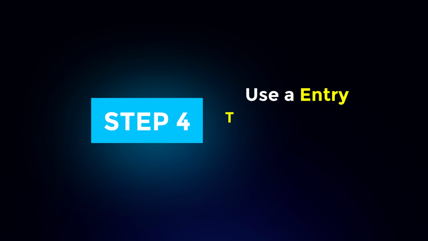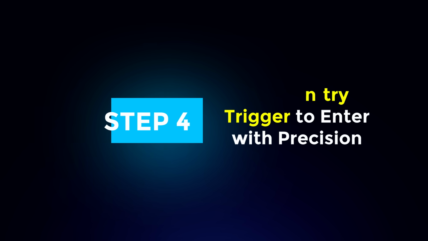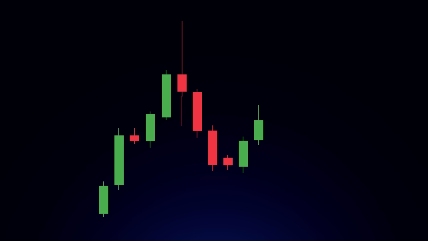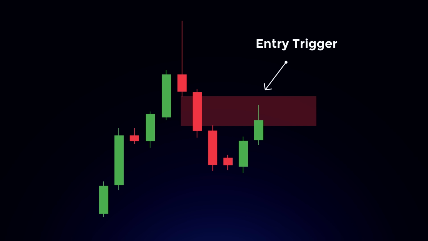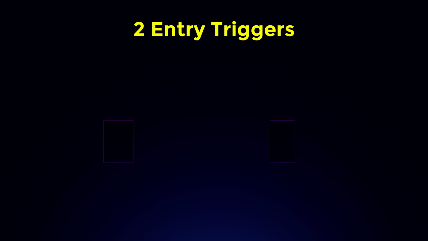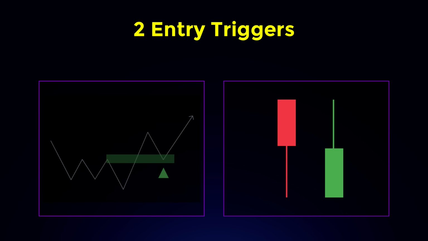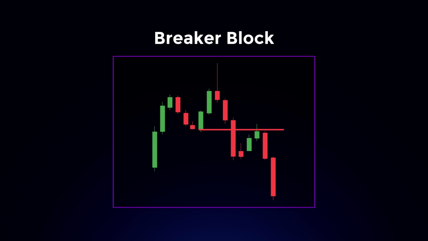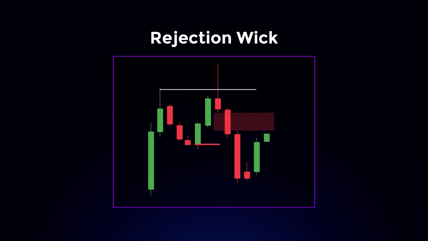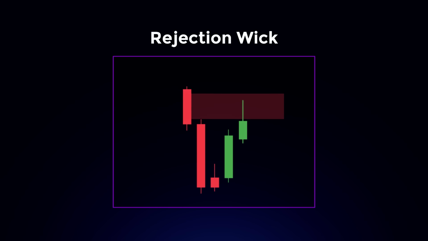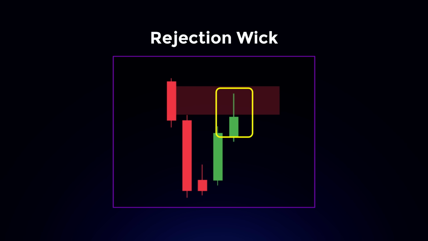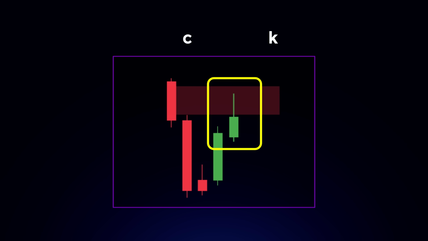Step number 4, use a trigger to enter with precision. Now that you've found your fair value gap, you still need a trigger, something that tells you the market is ready. 2 of the best smart money triggers are the breaker block and the rejection wick. A breaker block is where price retests a failed order block and shows rejection. A rejection wick is when price taps into the fair value gap and instantly gets rejected, leaving a long wick. Both are signs that market maker players are defending that level.